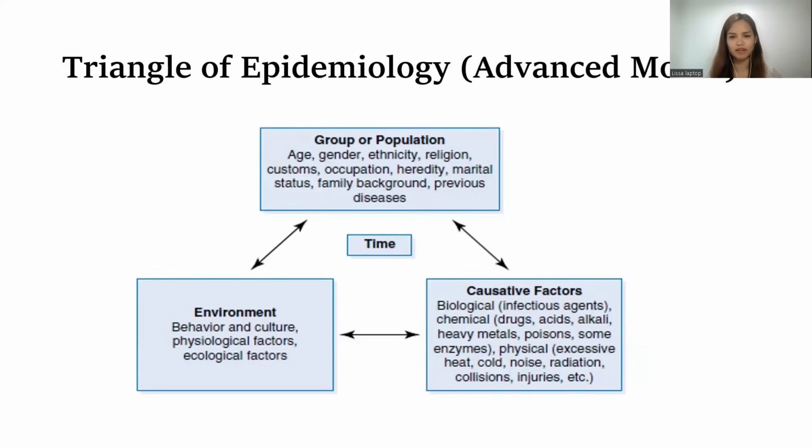We have an advanced model of this triangle of epidemiology, which recognizes that disease states and conditions affecting a population are complex and that there are many causative factors. So the causative factors replace the simple concept of the infectious agent. This implies the need to identify multiple causes or etiologic factors of disease, disability, injury, and death.